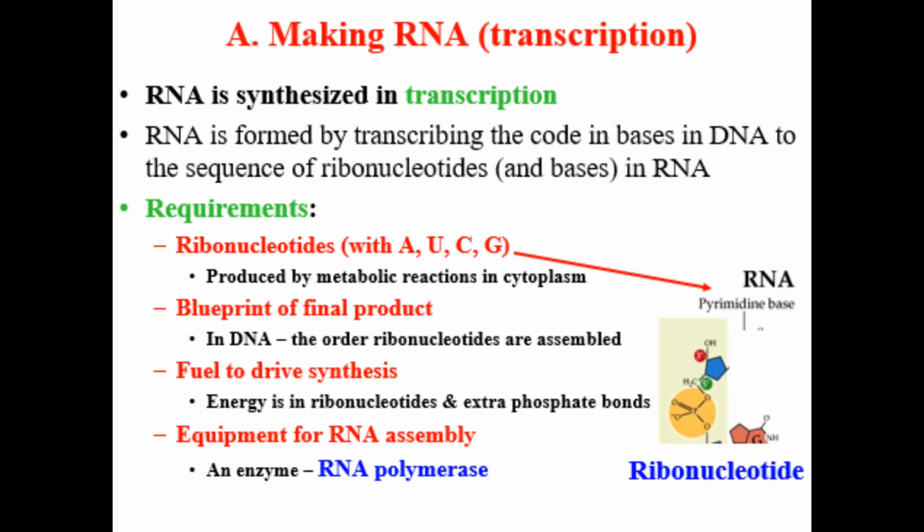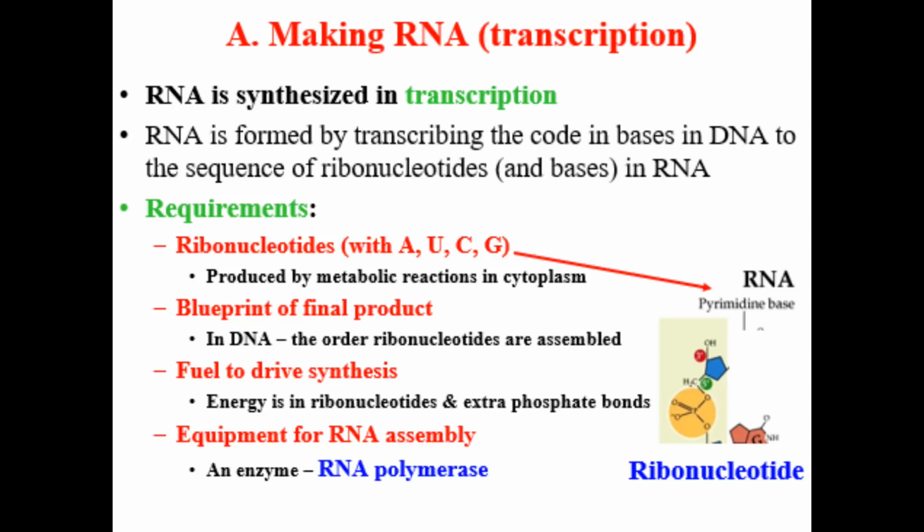So what do you need for RNA to be synthesized? Well, you need these different ribonucleotides, not deoxyribonucleotides, but ribonucleotides. You need the building blocks of RNA. You need a sugar and a phosphate and a base. And you need 4 different types of bases. You need some where the base is an A, and some where the base is a U, and some where the base is a C, and some where the base is a G.